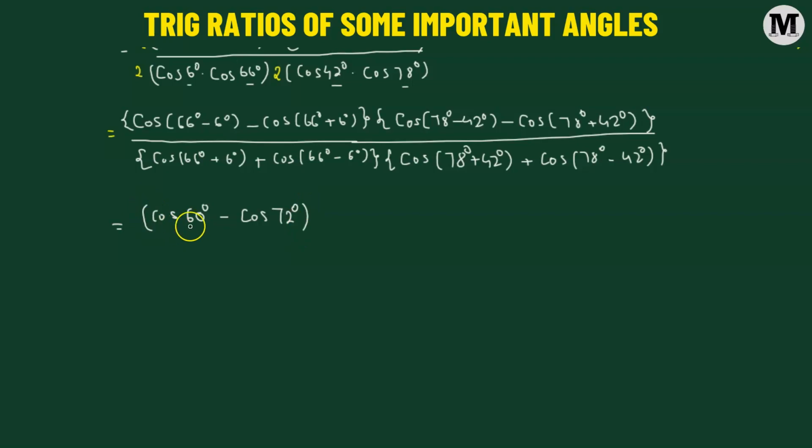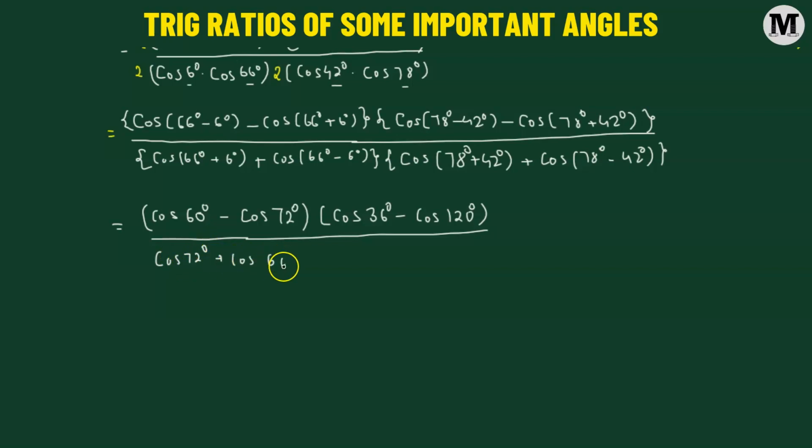So we have cosine 60 minus cosine 72 degree multiplied to cosine of angle 78 minus 42, that's going to be 36 degrees, minus cosine of angle 78 plus 42, which will be 120 degrees, divided by, now we have cosine 66 plus 6, so that's cosine of 72 degrees added to cosine of 60 degrees multiplied to cosine of 78 plus 42, that will be 120 degrees, plus we have cosine of 78 minus 42, so that's 36 degrees.